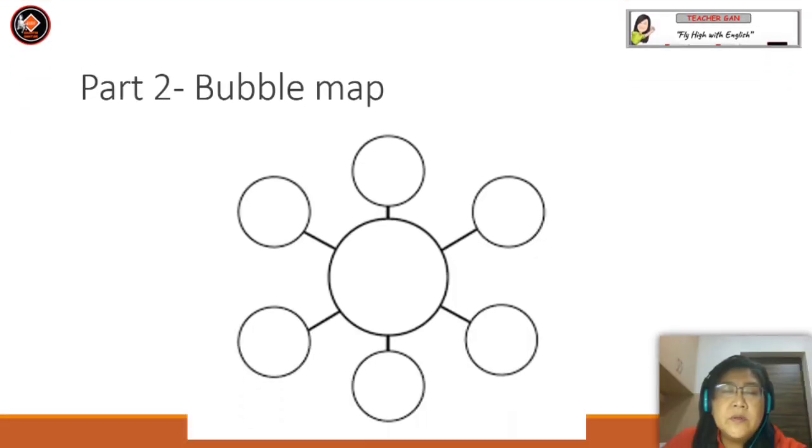So for Part 2, normally you are given a bubble map. Okay, this is the map. You can see the topic will be in the middle, and then there are questions, WH questions: when, where, who, what, how, and also why.